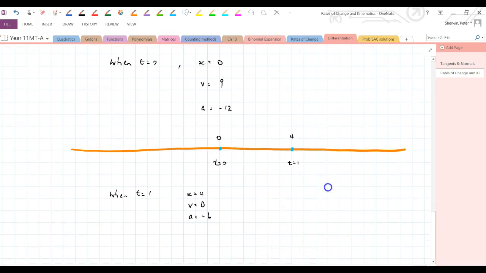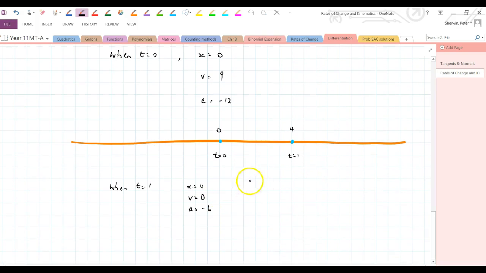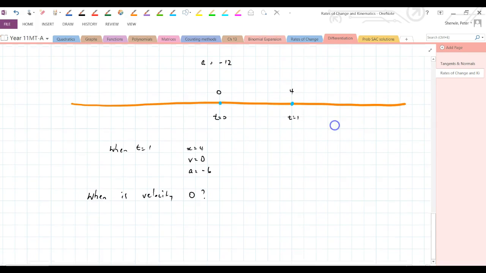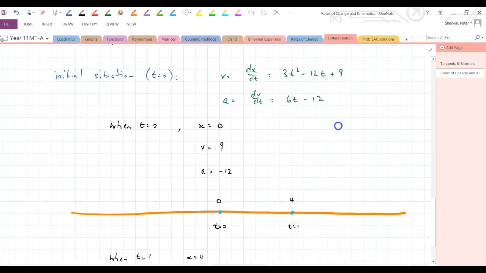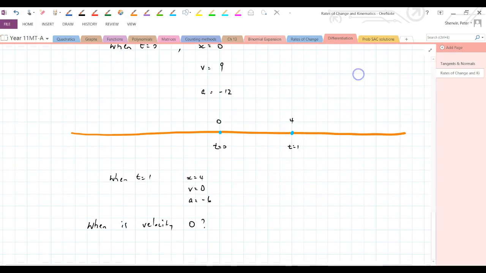So what we need to do is probably work out when the velocity is 0. We can work that out by solving our velocity equation, 3t squared minus 12t plus 9.